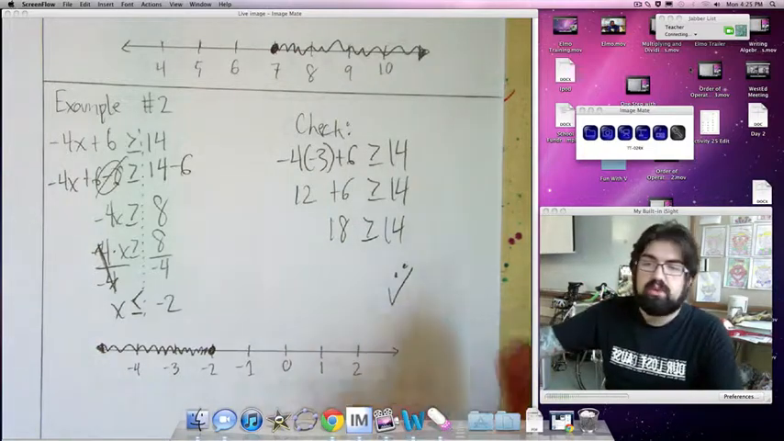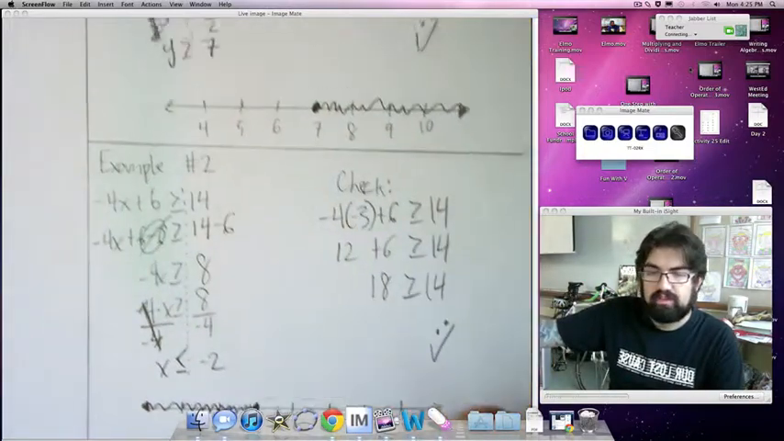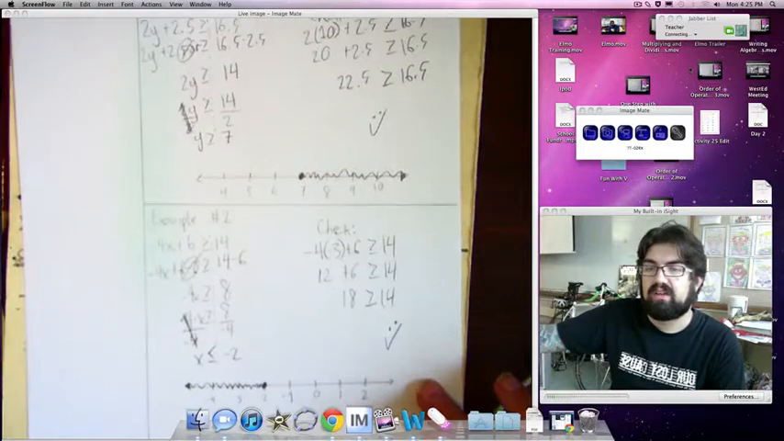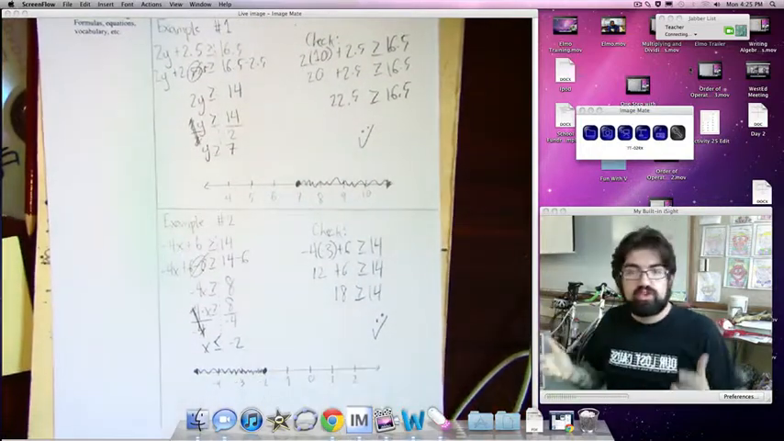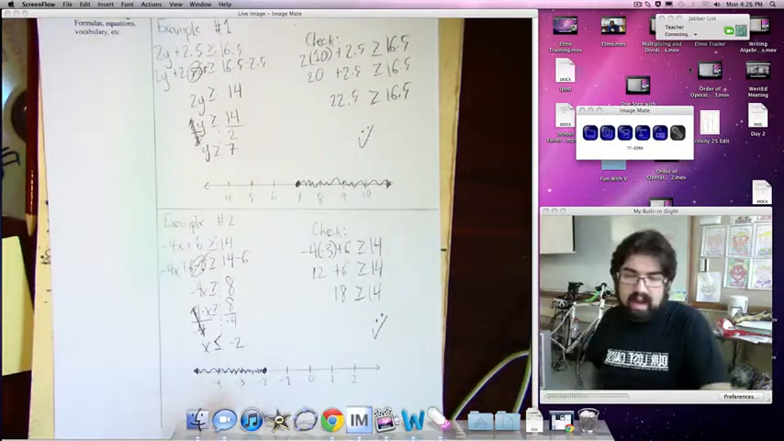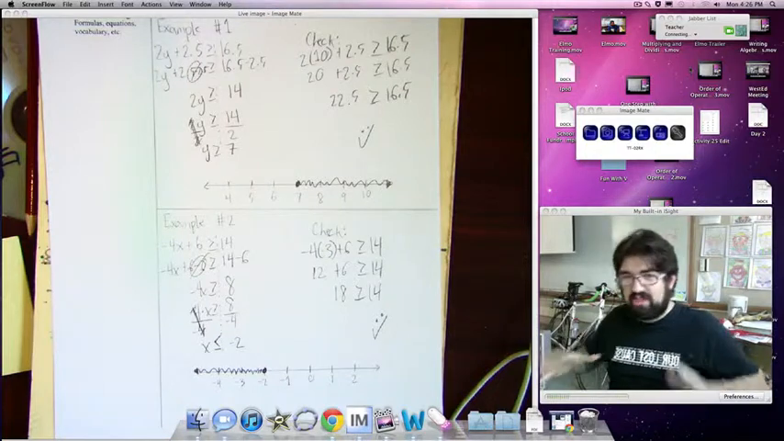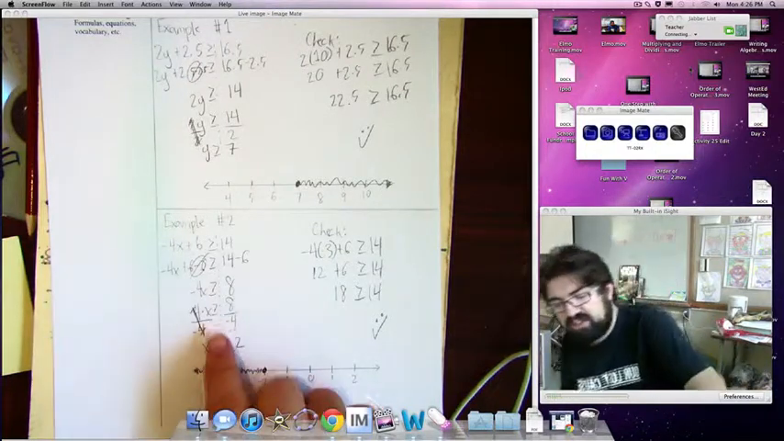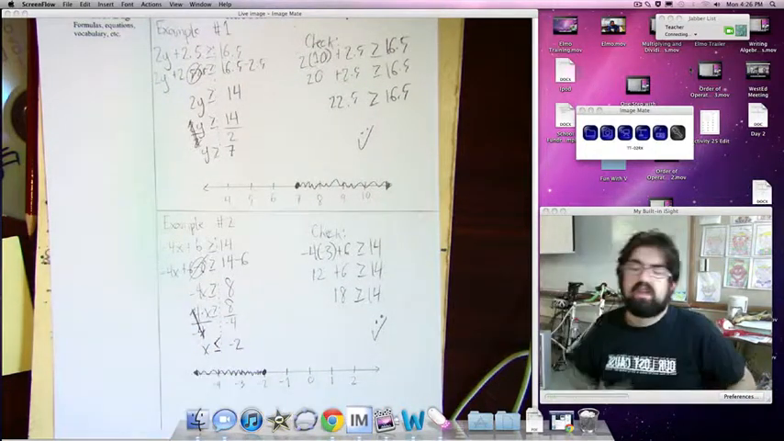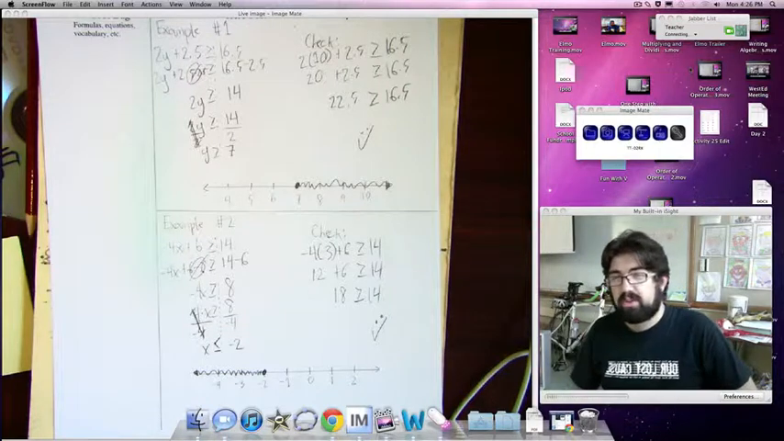Two really simple, straightforward examples. Nothing too catchy about these. The only new trick is that we're graphing our answers now. That's not too crazy. But changing the inequality symbol, that's pretty major. So we have to be pretty careful about that.